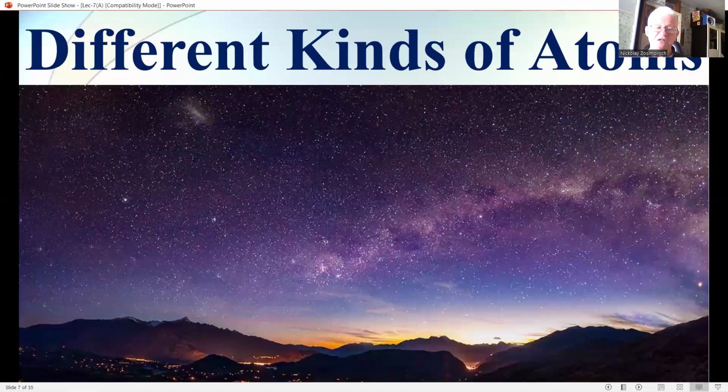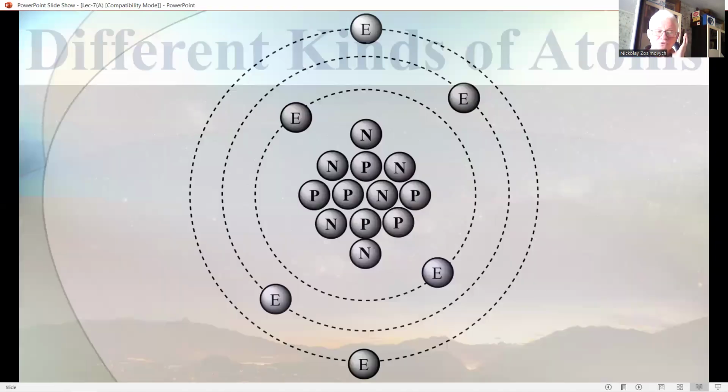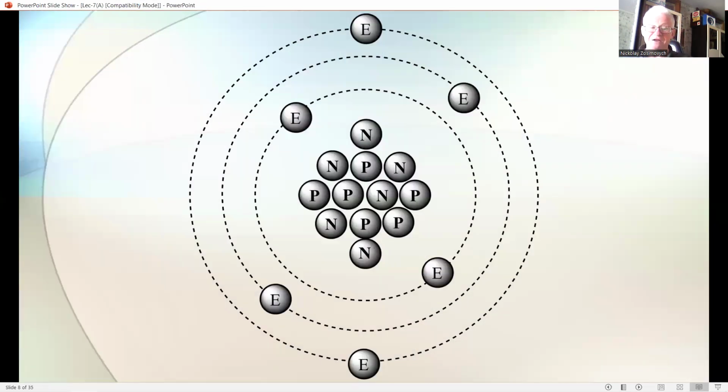There are over 100 chemical elements. Which element an atom is depends only on the number of protons in the nucleus. For example, a carbon atom has 6 protons in its nucleus. An atom with 1 more proton is nitrogen. And an atom with 1 fewer proton is boron. Very nice. Also, the number of protons in an atom of a given element is fixed.